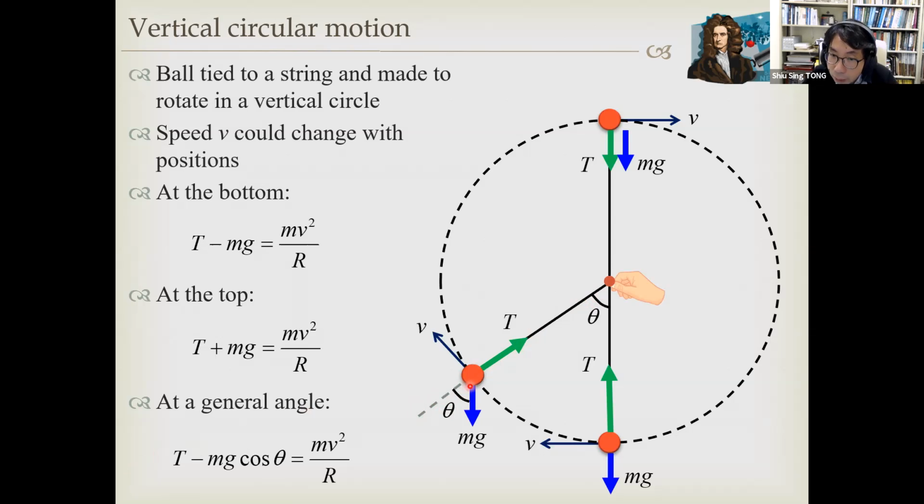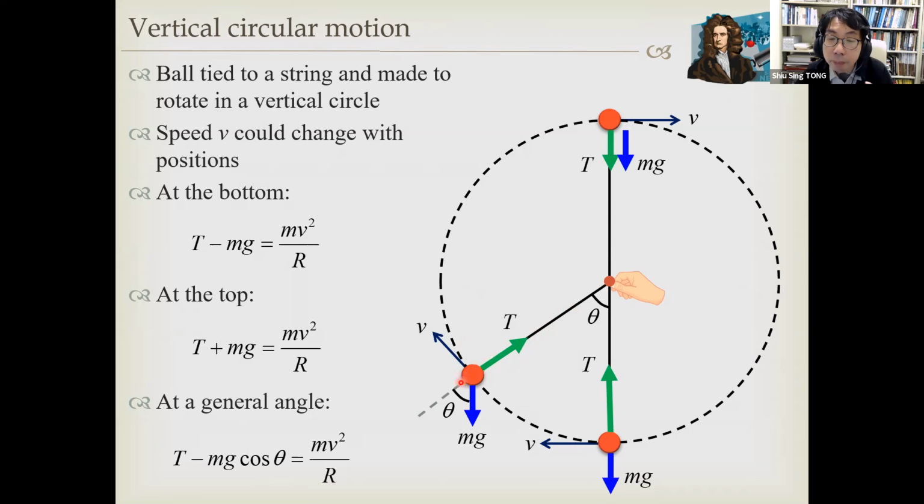But the downward force of gravity mg has a component along the string. The component is mg cosine theta. Okay, this angle is theta, which is the same as this angle. So we have T minus mg cosine theta equal to the net force, and that is mv squared over r. Now that is the centripetal force necessary for the circular motion.